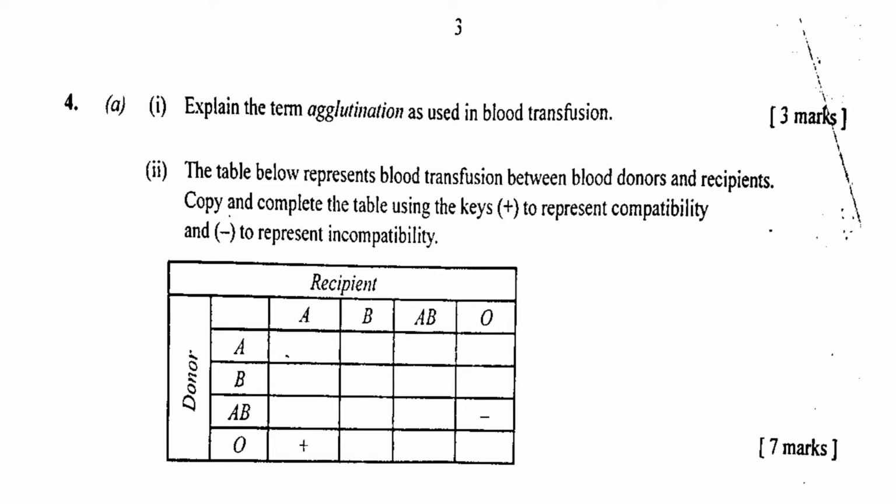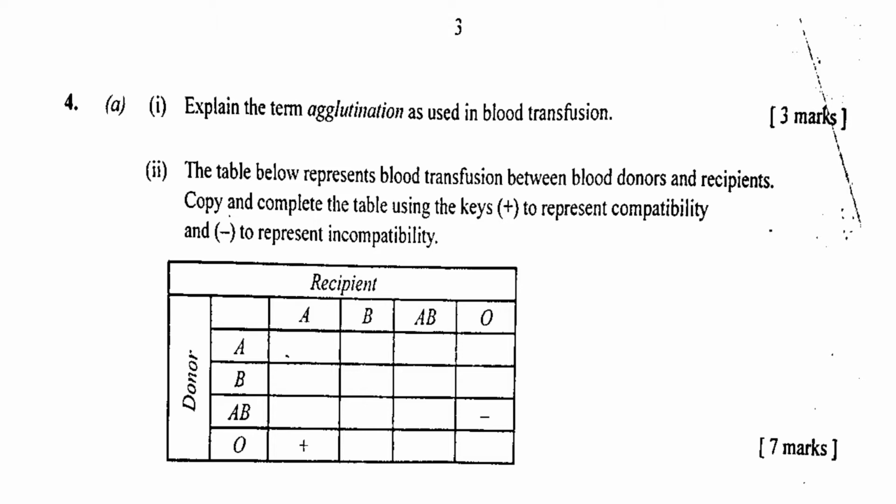This is a slide that consists of questions from the 2016 WASSCE paper 2. This is the essay paper of our WASSCE 2016. And this is question number 4, and question number 4 is on page 3. Question number 4 reads, explain the term agglutination as used in blood transfusion. And the next question reads, the table below represents blood transfusion between blood donors and recipients. Copy and complete the table using the keys plus to represent compatibility and minus to represent incompatibility.